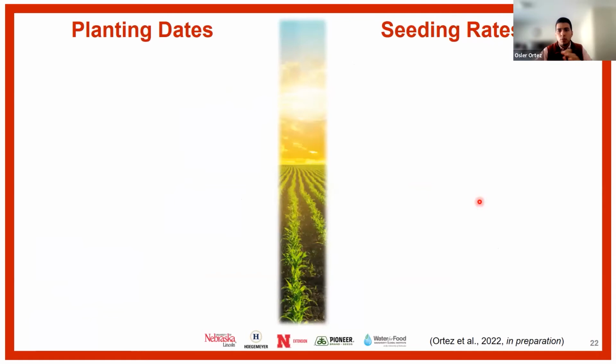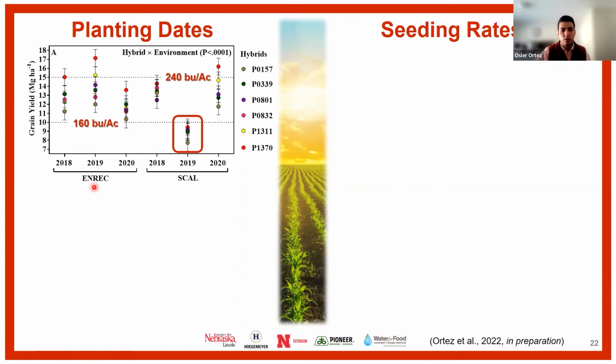This is some work that I conducted in Nebraska. We were looking at yield response to planting dates and seeding rates with multiple genetics, multiple environments, two locations, 3 years. On the y-axis, we are looking at grain yield, 160 bushels all the way to 260 maybe up here. And what we see is that environment many times will dictate how much yield we are getting. We need to keep that.